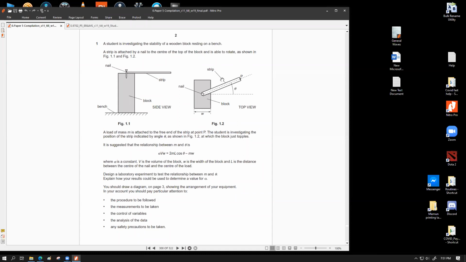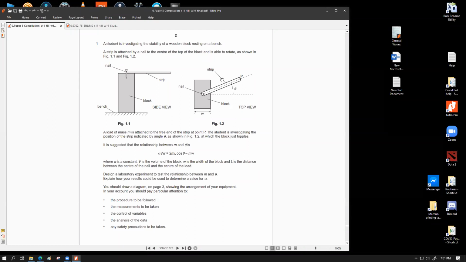So then I'm going to slowly add mass to this point and try to find out for exactly how much mass I'm having this toppling over. So whenever the block is toppling over for a certain addition of mass on this strip, I would be flexible to change the angle a slight bit to find out that exact mass for which the toppling over occurs.